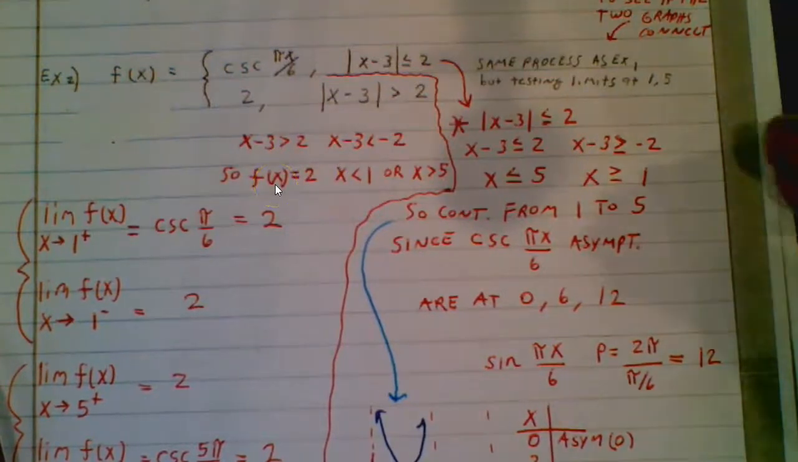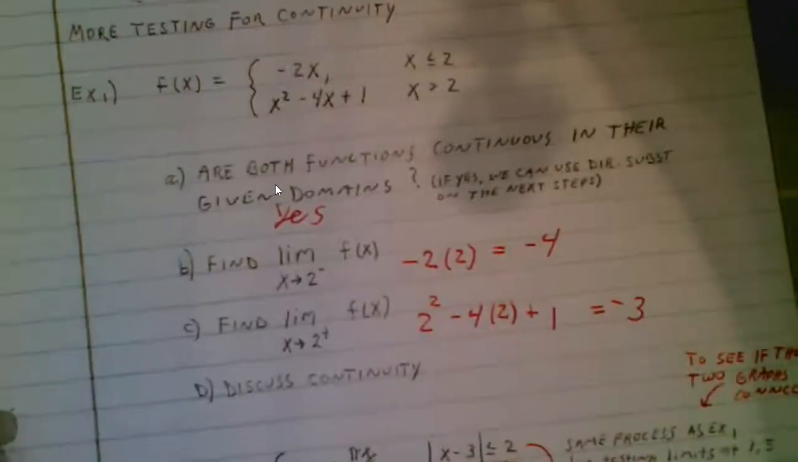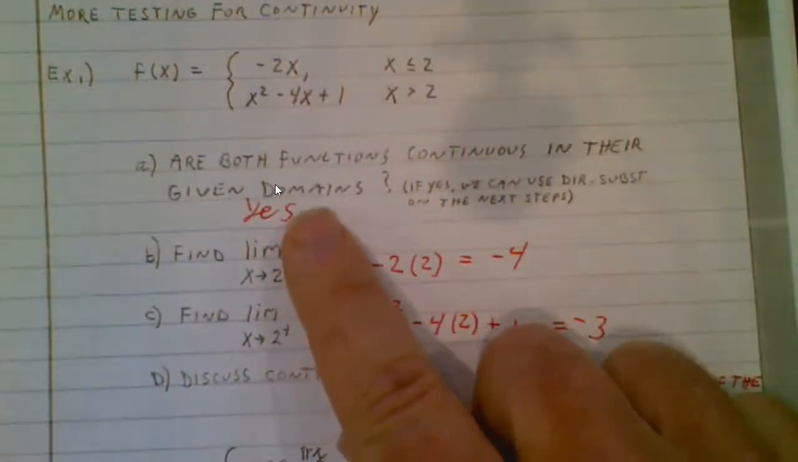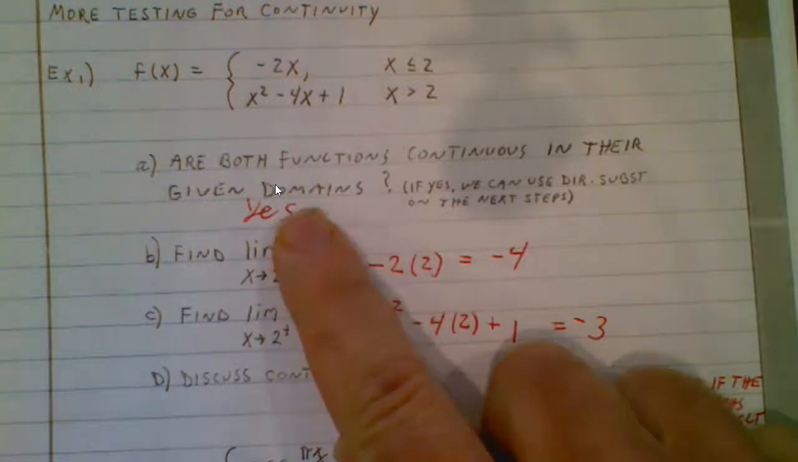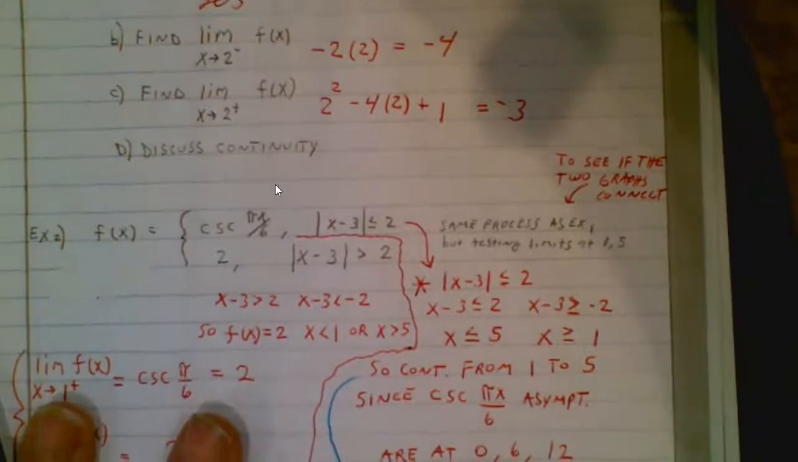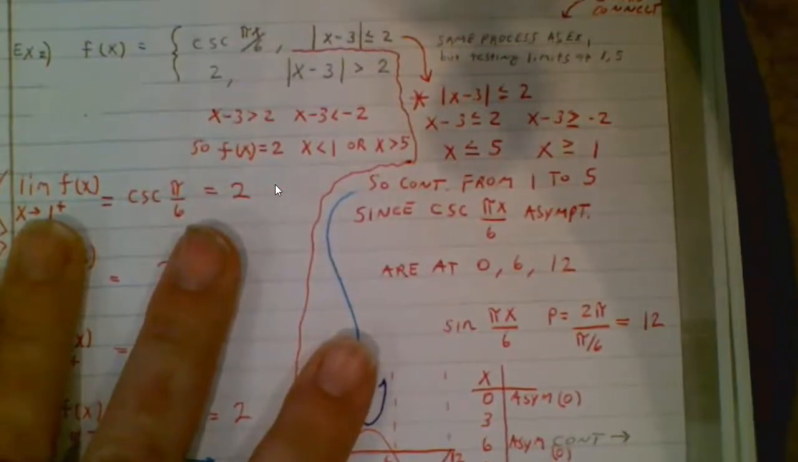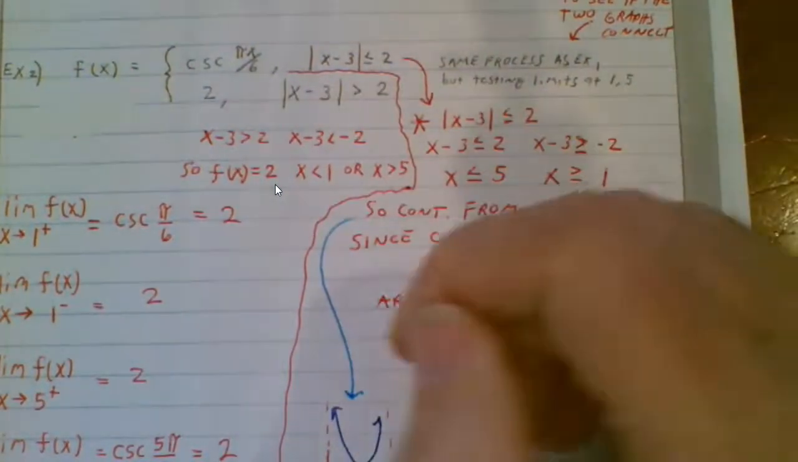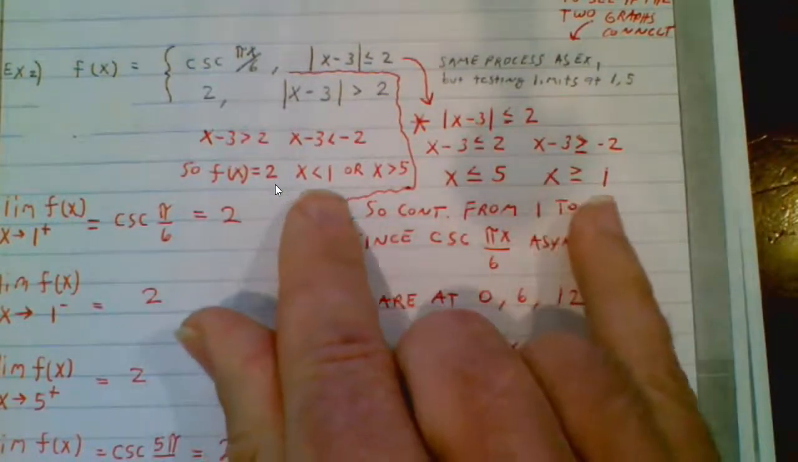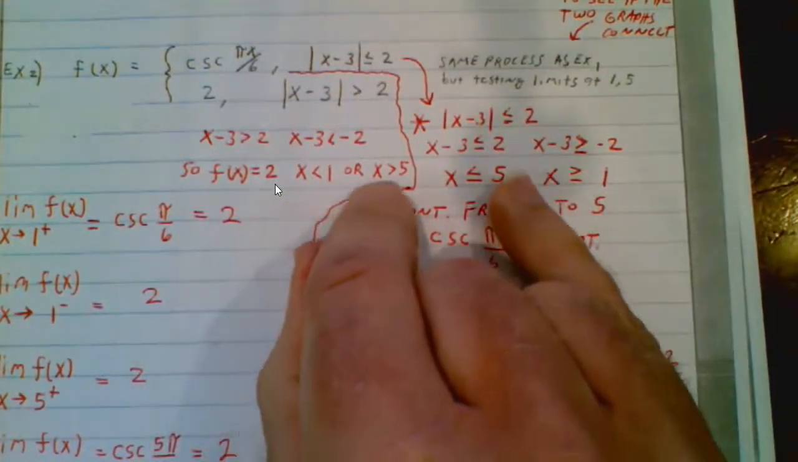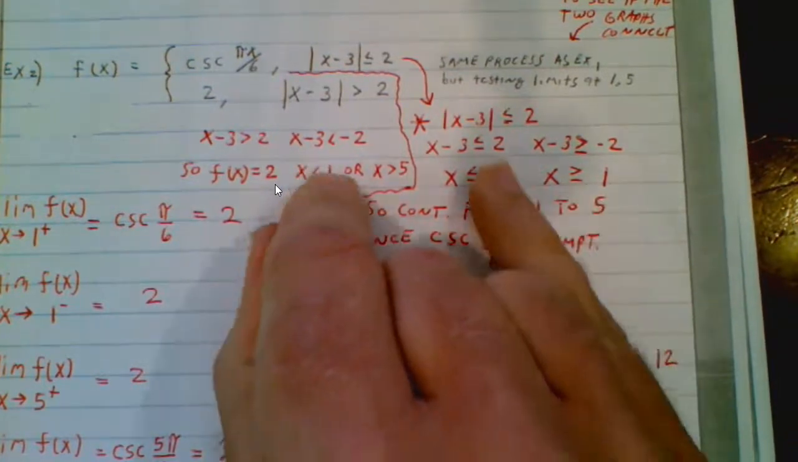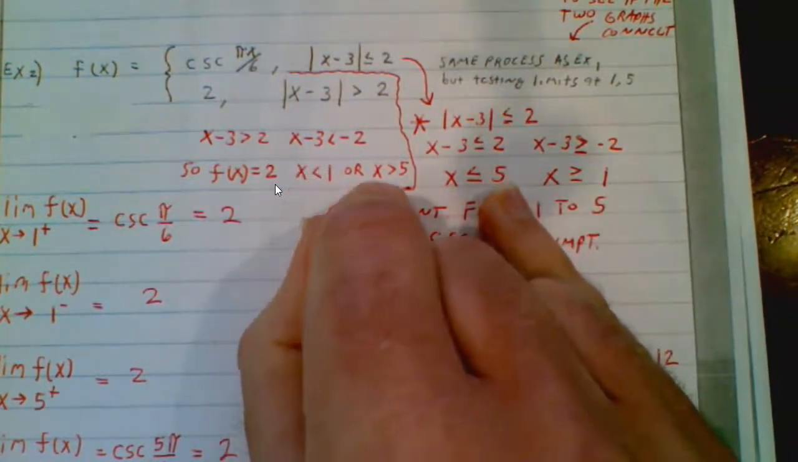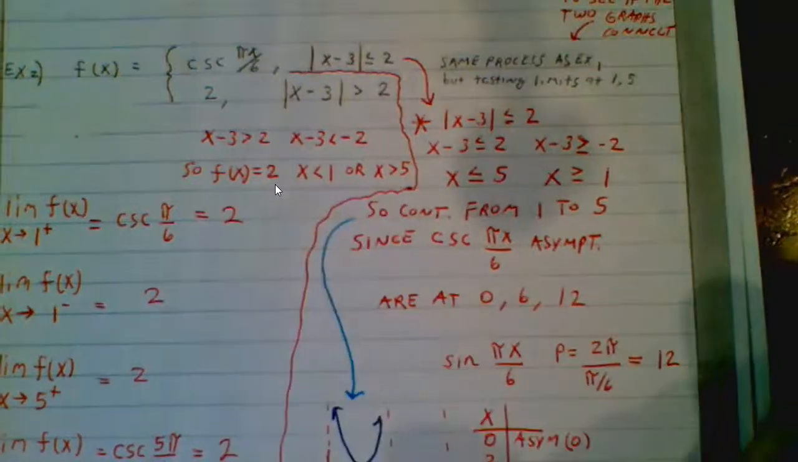But anyway, going on to the next part of this. So we tackled the first question. This was like part A. Are both functions continuous within their given domains? And that's what we just figured out. So yes, they both are continuous. Now we can do direct substitution. And the goal is to try to figure out, do these graphs connect within these domain values? So obviously we're going to be looking at the 1s and the 5s, right? To see, do they connect at 1 and do they connect at 5? To see if this is one big continuous graph that we're getting out of this.